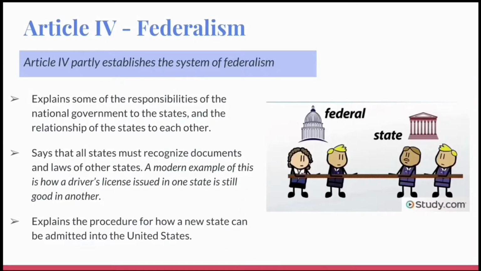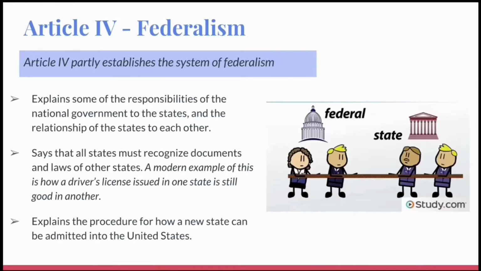Article 4 is all about federalism. This explains some of the responsibilities of the national government to the states and the relationship of the states to each other. This says that all states must recognize documents and laws of other states. So a modern example of this is how a driver's license issued in one state is still good in another.